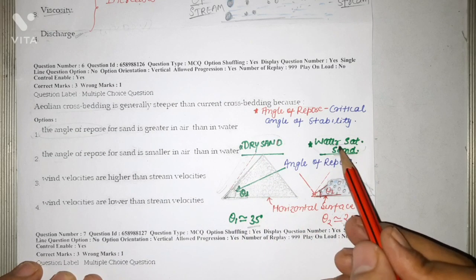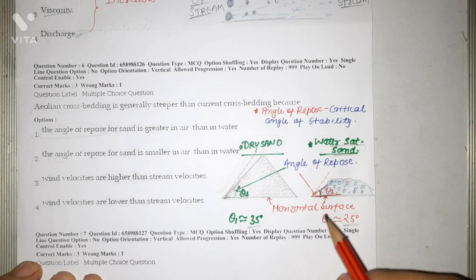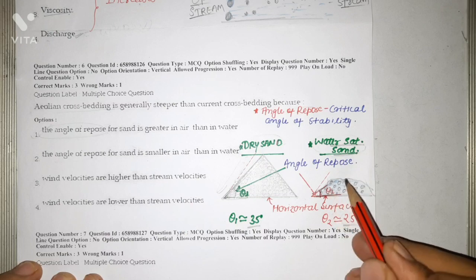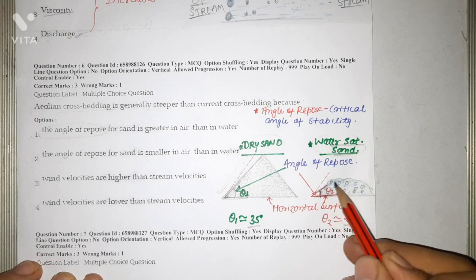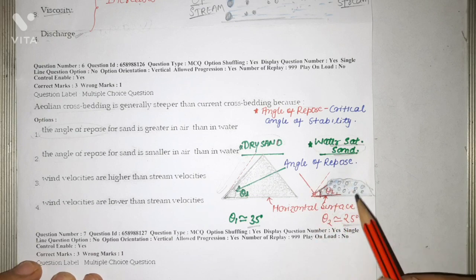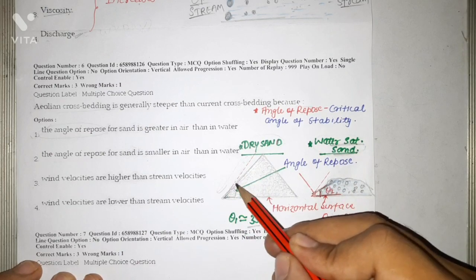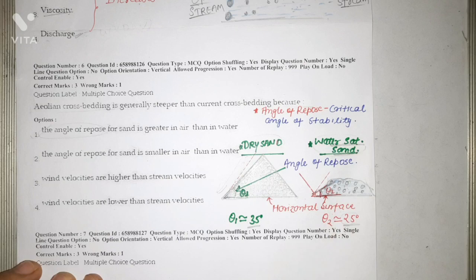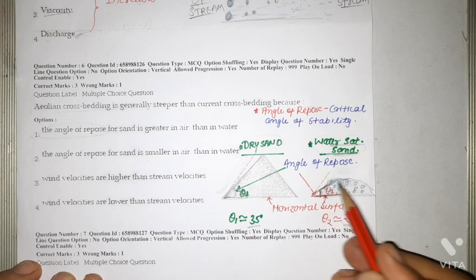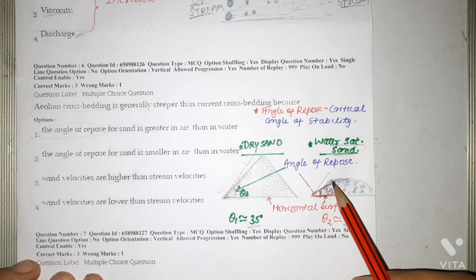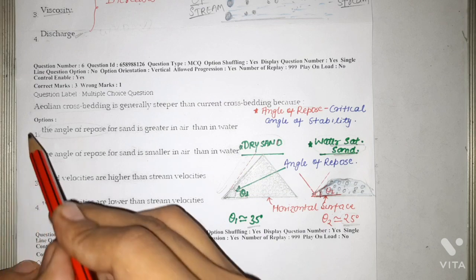While in case of water saturated sand, the angle of repose is less because of the presence of water. Because of the presence of water, the grains that are deposited do not remain stable at higher angles. Because of this angle of repose, these aeolian cross beddings are generally steeper than current cross bedding. Current cross beddings are not steeper because the angle of repose is less in water saturated sand, while the angle of repose is greater in dry sand. So the first option is correct.